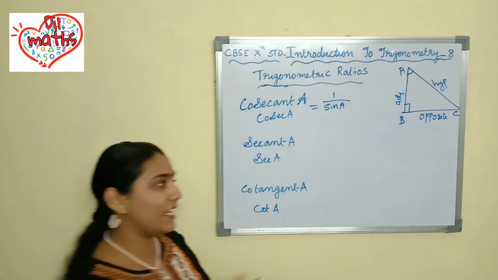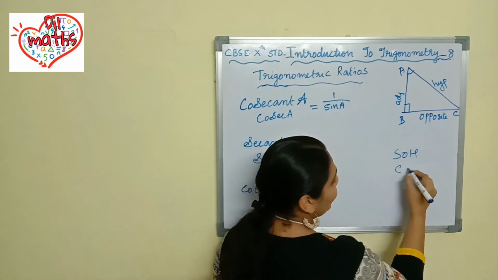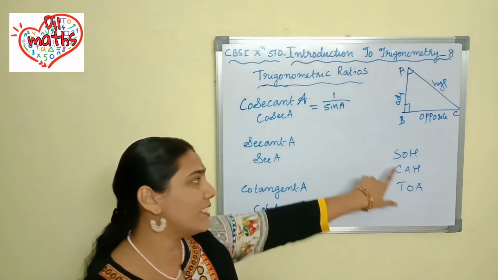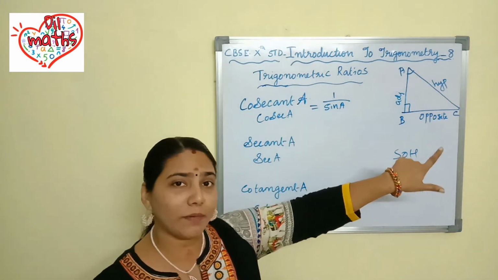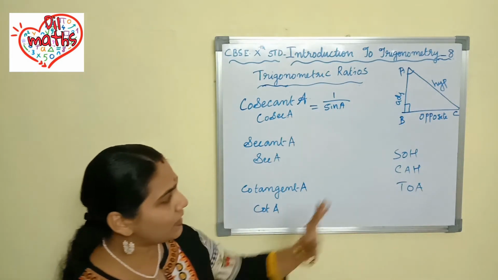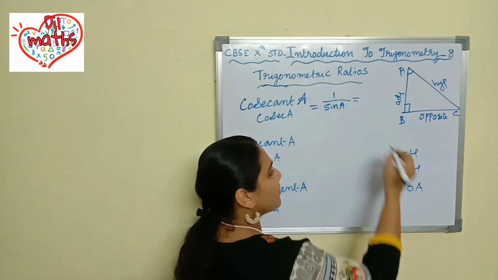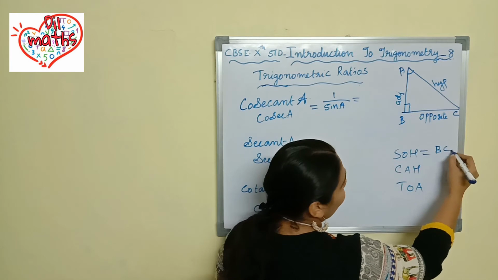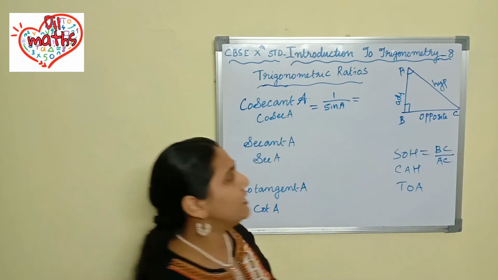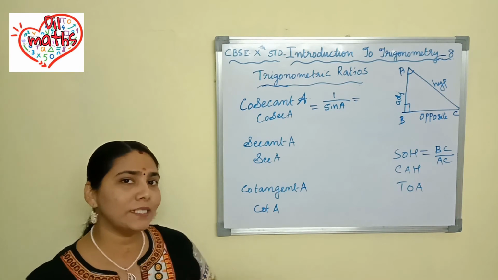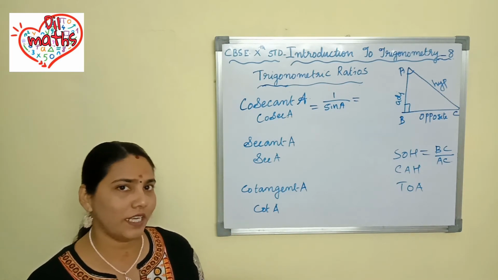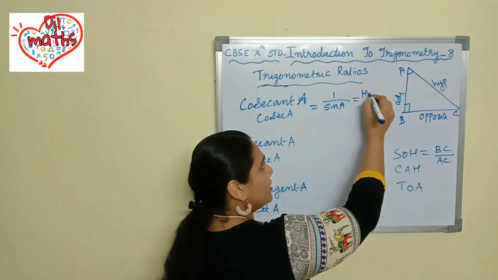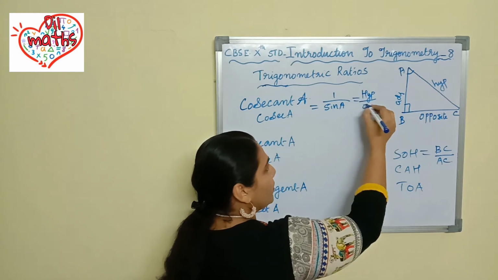I told you how to find sine A, isn't it? SOH CAH TOA. So how will you find sine A? Sine A is equal to opposite divided by hypotenuse. What is opposite? BC. What is hypotenuse? AC. So what will be the reciprocal of opposite divided by hypotenuse? That means hypotenuse divided by opposite side.